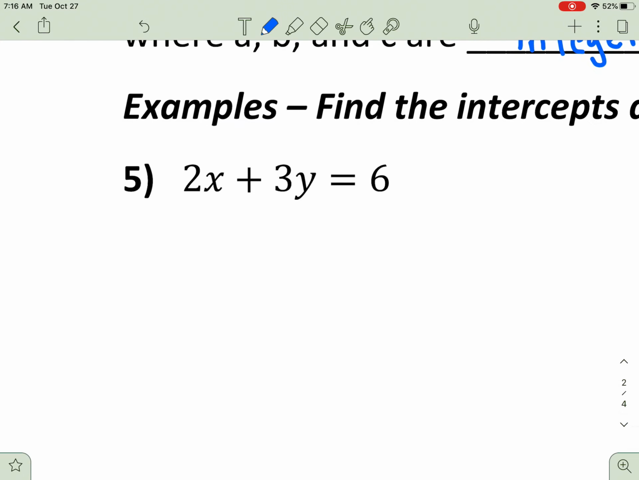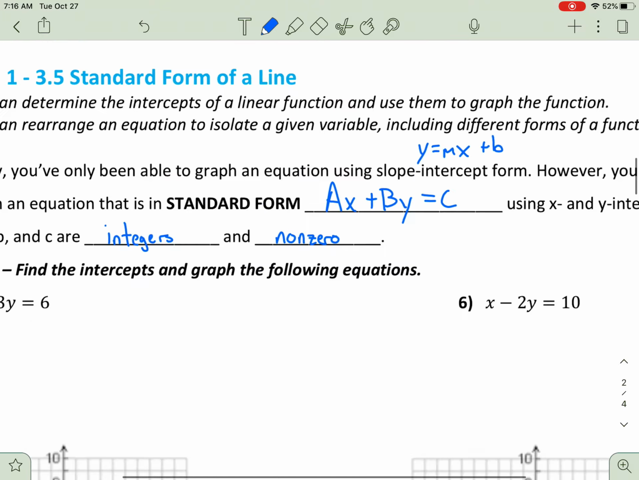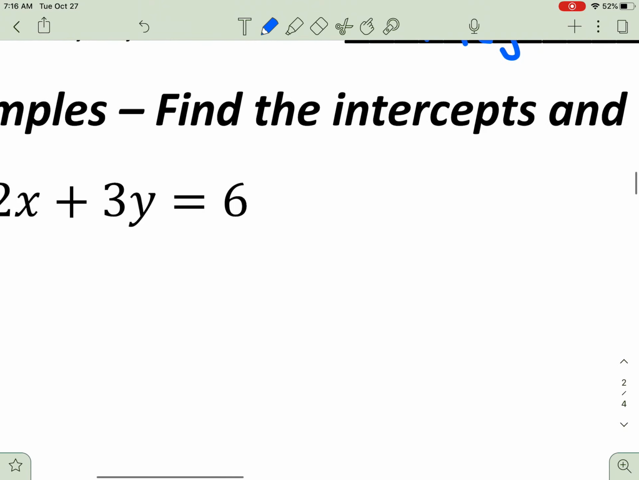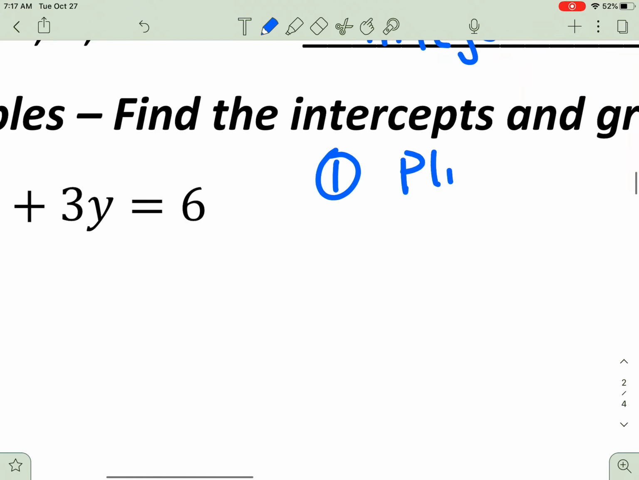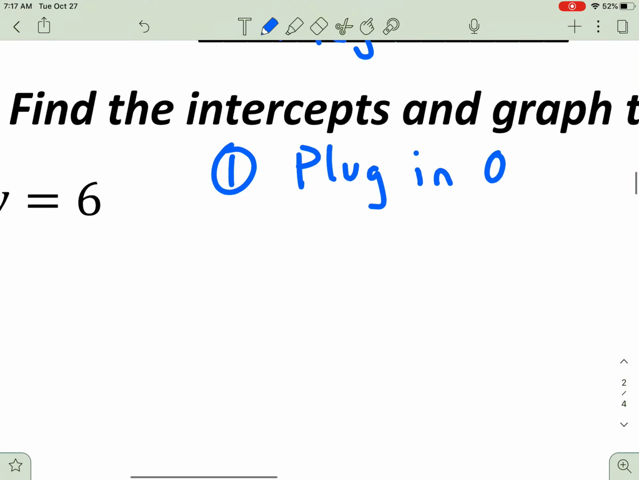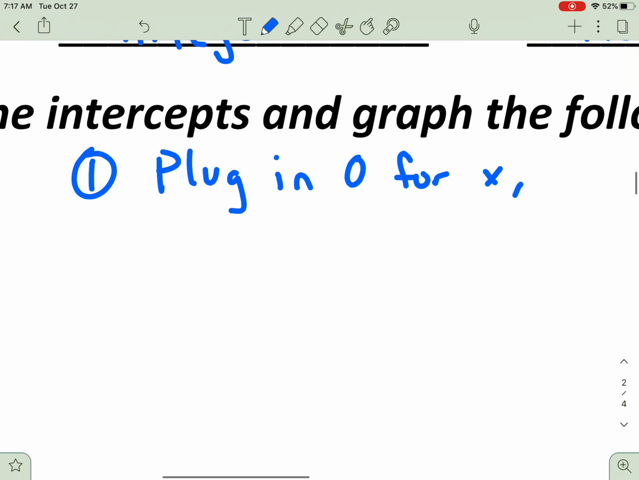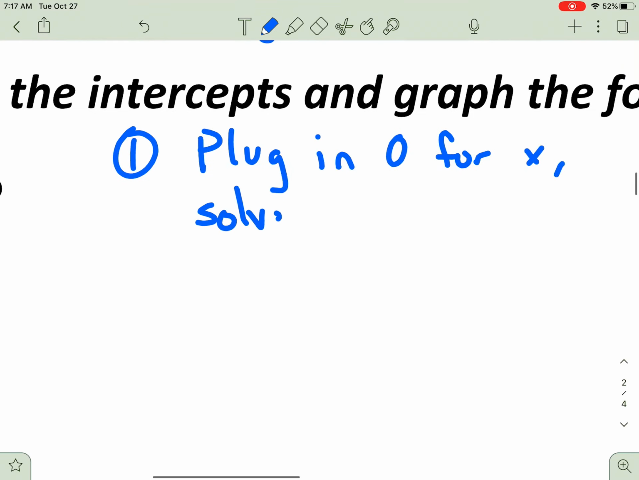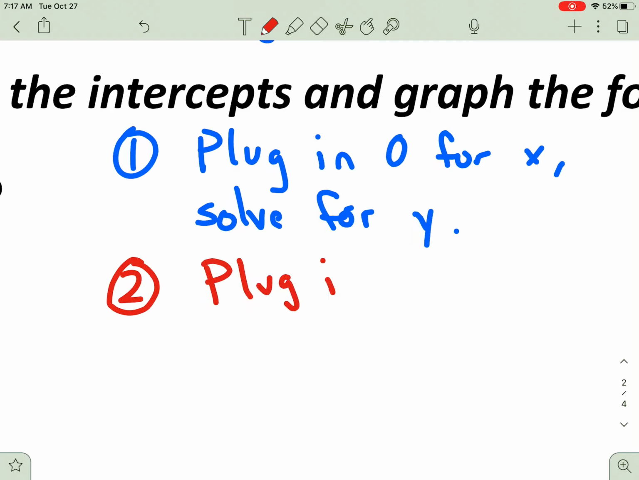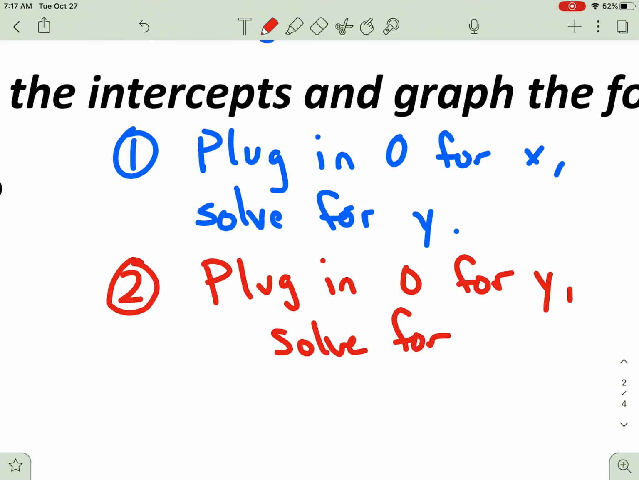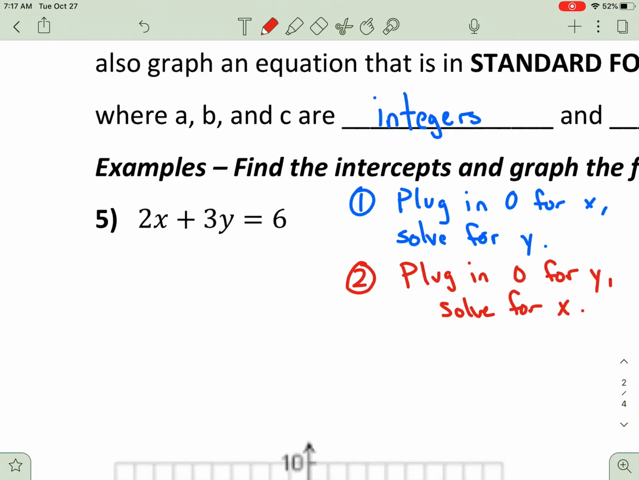All right, so as you can see, y is not by itself now. You have a 2x and a 3y and a 6. So there's a way that you can actually graph it, even if it's in standard form, unlike slope-intercept form. So what we're going to do is do 2 steps. Number 1, we're going to plug in 0 for x, and then solve for y. And number 2, we're going to do the opposite of that. We're going to plug in 0 for y, solve for x. Okay, so there are 2 steps to finding the intercepts.